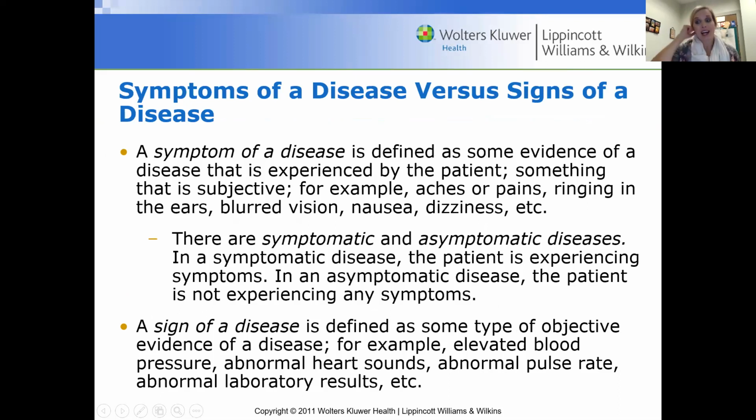All right, the difference between signs and symptoms. Again, oftentimes used hand in hand. A symptom, though, is going to be something that is a little bit more subjective, meaning that these are things that are typically experienced by the patient. Things that typically, as the nurse, we can't see. So aches and pains, ringing in the ear, blurred vision, nausea, dizziness, these are all things that the patient can experience, but we can't really visibly see those on the outside. They can tell us that they're experiencing pain. They can tell us that they're experiencing nausea, but that's not something we really can see. I mean, unless they start vomiting, of course.